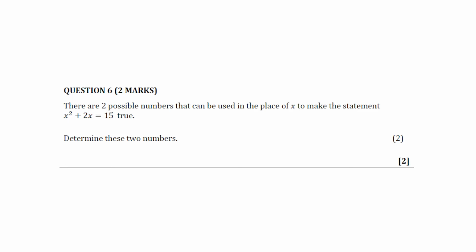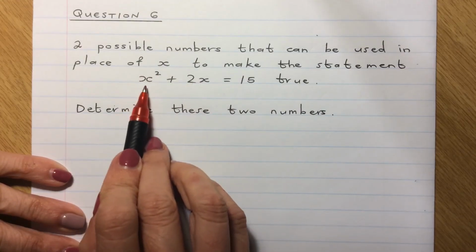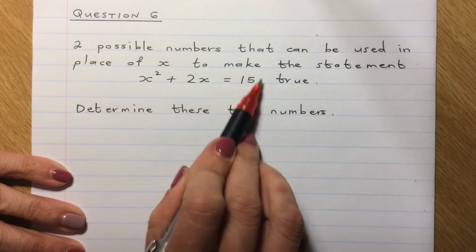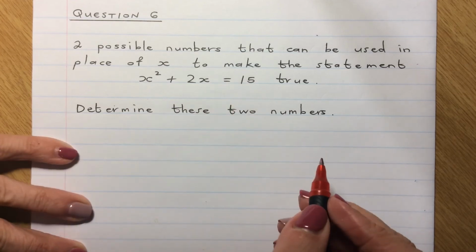Okay, question 6 was our problem solving question, and that's why it looks a little bit different. We haven't worked on it in class before, you've seen it now, and that's why it's problem solving. So it said there are 2 possible numbers that can be used in the place of x to make this statement true. So this actually is an equation. So determine these 2 numbers. So you would have had to play around with different values that would replace the x in order to make this statement true. In other words, when you replace it, your answer must equal 15.